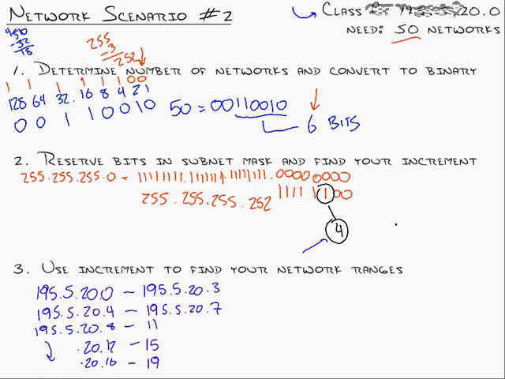We've taken one Class C network, 195.5.20.0, with one network that could go all the way up to 255, and broken it into all these little subnetworks. Now, there is a price to pay whenever you do subnetting.